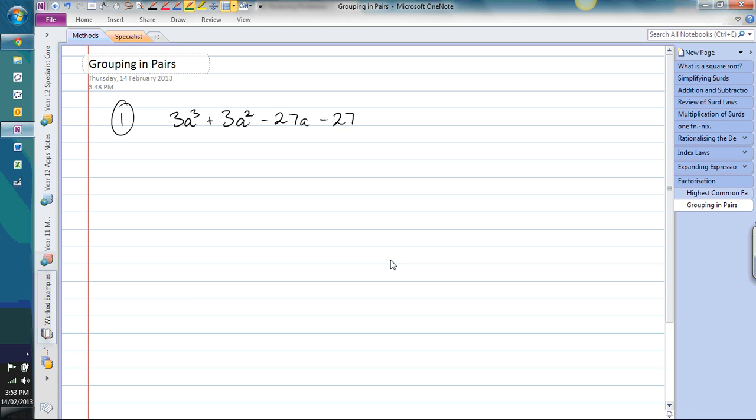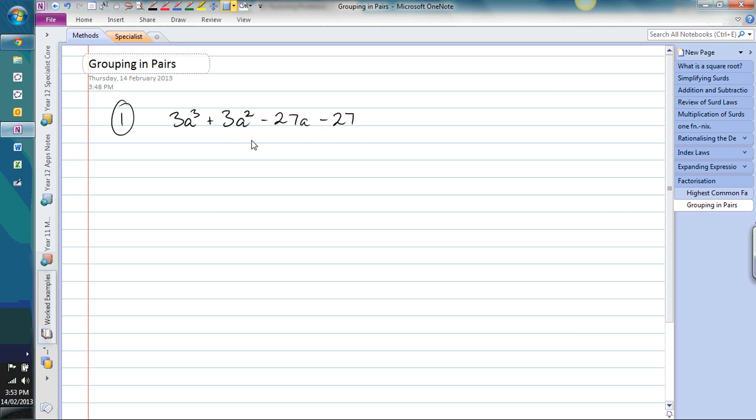Next method we're going to look at for factorization is called grouping in pairs. And this method will only be applicable to expressions that have 4 terms in them. And as the name suggests, to do this method we're actually going to group those terms into pairs. So these first two will be grouped together, and the second two will be grouped together, and we're going to think about each as a separate factorization method.